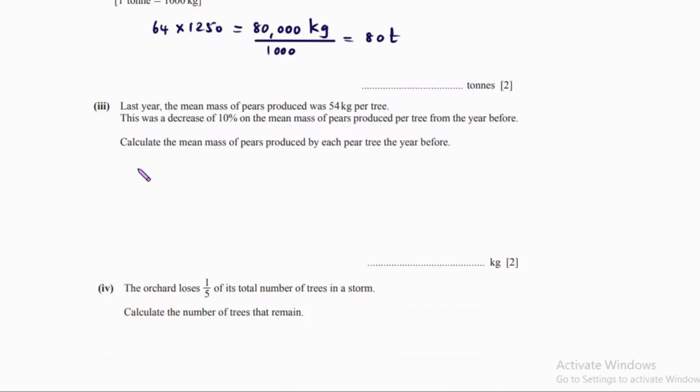In the next part of the question, last year, the mean mass of pears produced was 54 kilogram per tree. This was a decrease of 10% on the mean mass. So then it is a percentage decrease, a decrease on the mean mass of pears produced per tree from the year before. Calculate the mean mass produced by each pear tree the year before. Okay, so we need to find the mean mass of pears produced the year before.